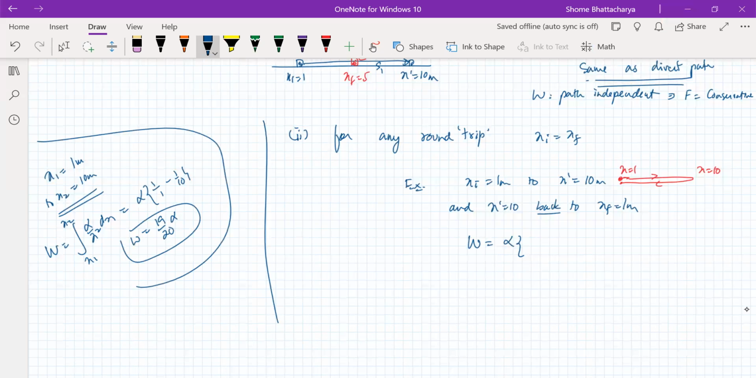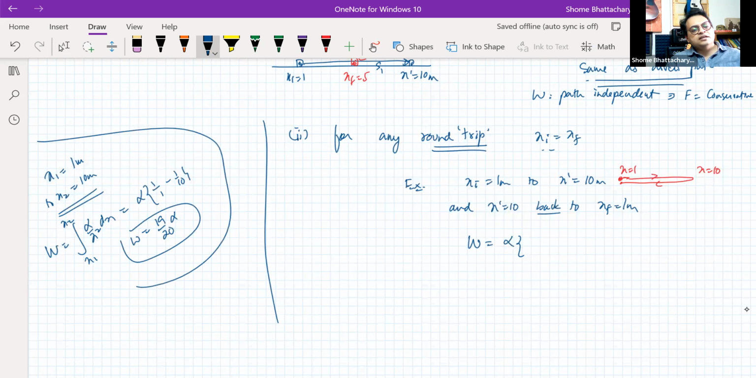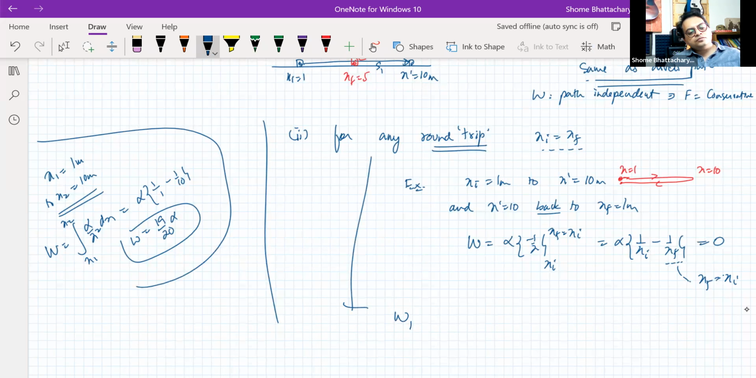But more importantly, what we are showing is that if we are in a round trip, then our final and initial position should be the same. So this will be alpha into minus 1 by x, but from x initial to x final, which is equal to x initial. So there will be alpha into 1 upon x initial minus 1 upon x final, but we are applying the condition that this x final is equal to x initial. So that would be 0. You can see that work done in any round trip is 0. So that also shows the stronger condition that F is a conservative force.